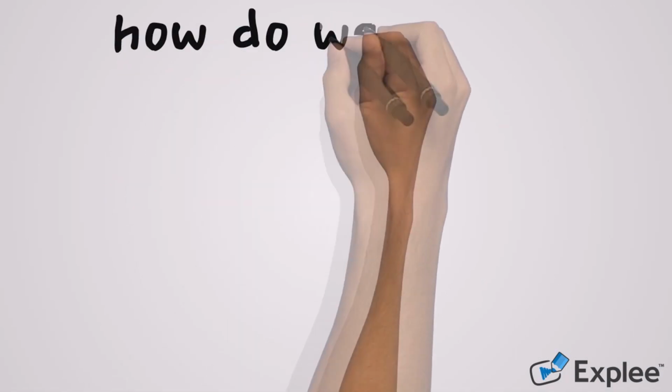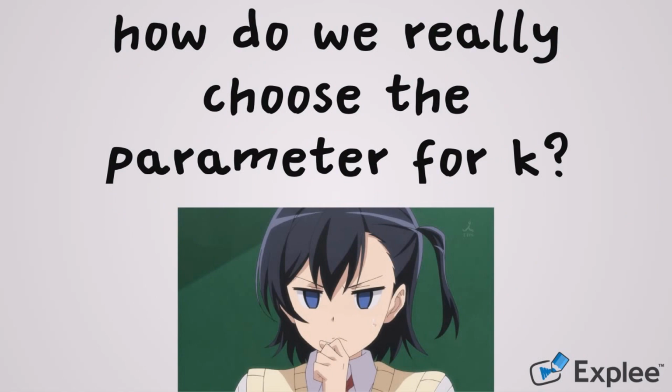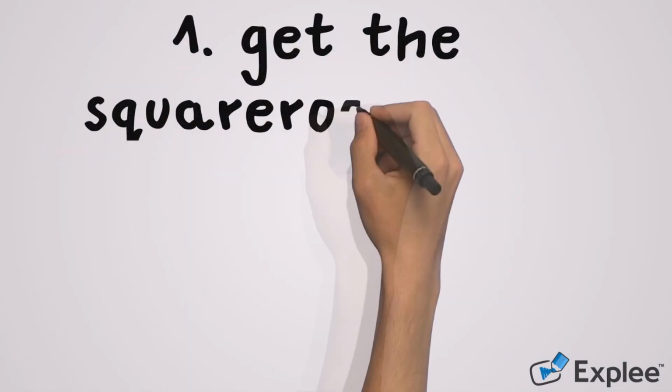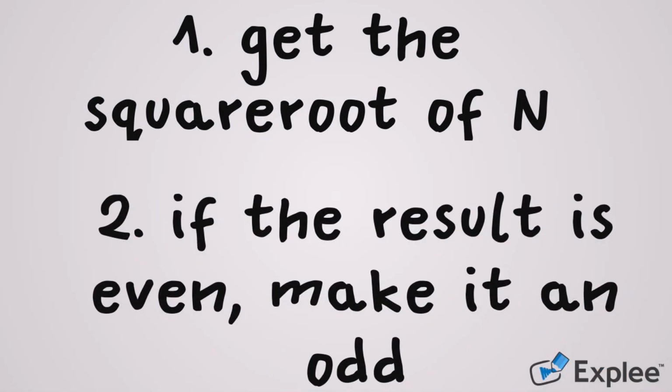So once again, how do we really choose the parameter for k then? Well, as what we have searched, the most common method used for choosing the parameter of k is getting the square root of n, or the square root of the total number of objects. And if the result is even, you might want to add or deduct 1 to make it an odd number, which is to prevent a draw in voting.